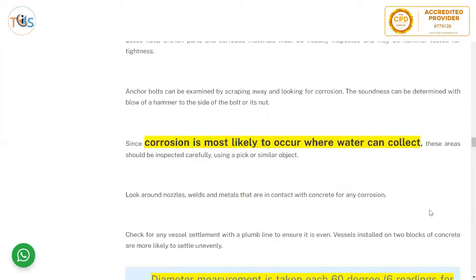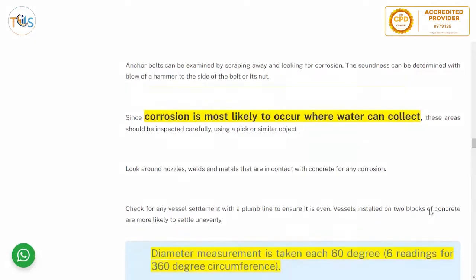Anchor bolts can be examined by scraping away and looking for corrosion. The soundness can be determined again with a blow of a hammer to the side of the bolt. It's got a different sound if it's not sound. Since corrosion is most likely to occur where water can collect, these areas should be inspected carefully using a pick or similar object like a saddle. Look around nozzles, belts, and metals that are in contact with concrete for any corrosion.